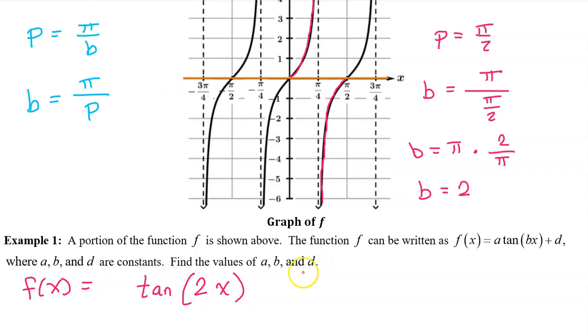The d value corresponds to the midline, and we can tell that the midline is still y equals 0, because this is where the tangent function changes concavity. See how it goes from concave down to concave up right at the x-axis? That tells us that the x-axis is still the midline. So d is 0, and we don't need to write anything. But what about the a value?